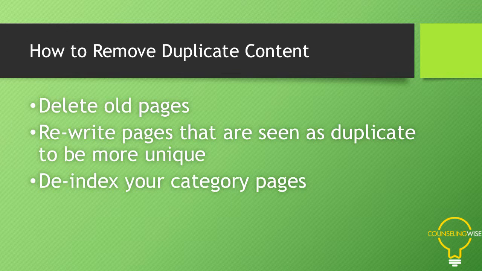The last way that you can remove duplicate content is you can de-index your category pages. So if you have a blog with multiple categories, you can go back and de-index those category pages, and that's going to fix a big part of your issue with blogging duplicate pages.